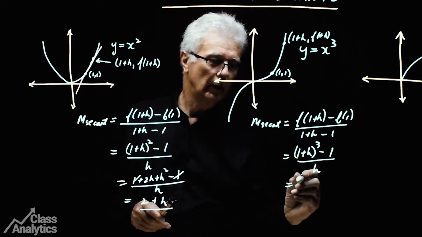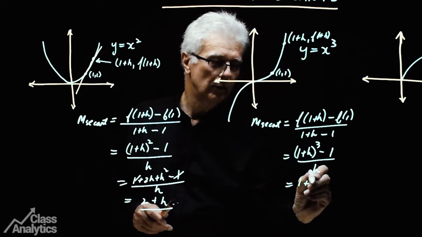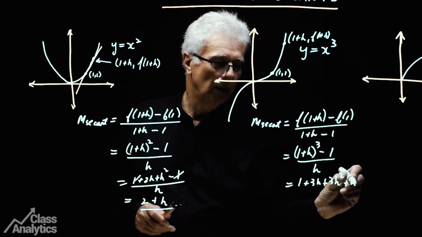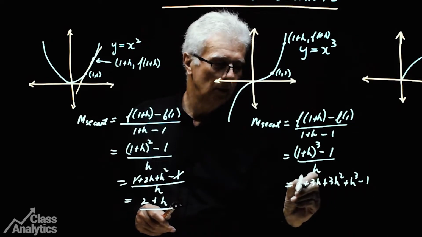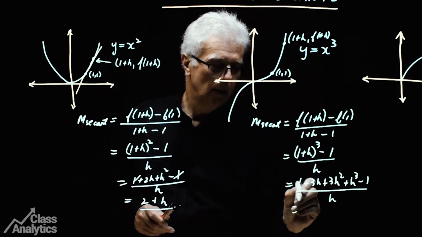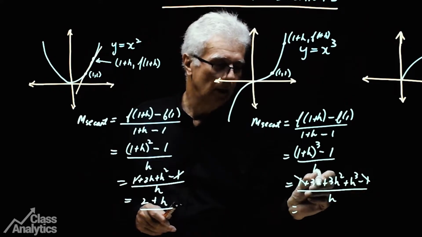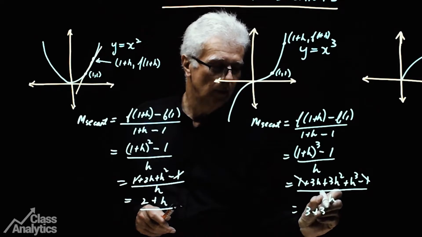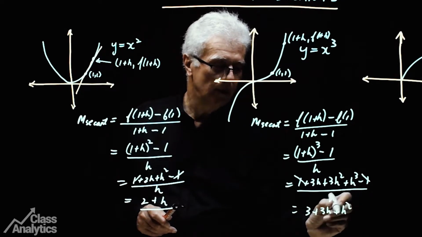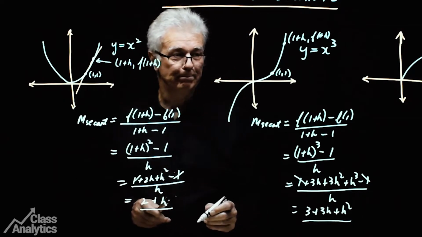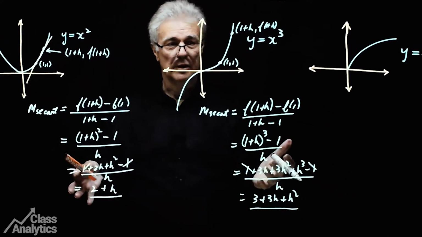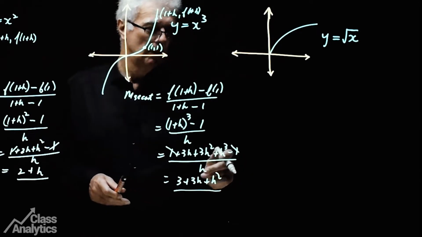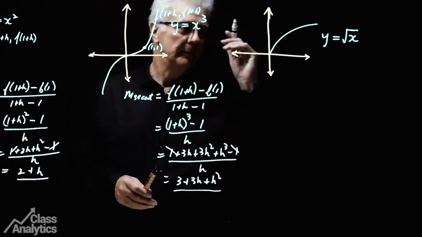Now, expanding this out quickly, we get 1 plus 3h plus 3h squared plus h cubed minus 1 all over h. Again, the ones go out. Dividing each one by h, we get 3 plus 3h plus h squared. That's that. Now, these are pretty typical sort of questions you could be asked. The next one is a little bit more advanced, but we can still have a go at it.